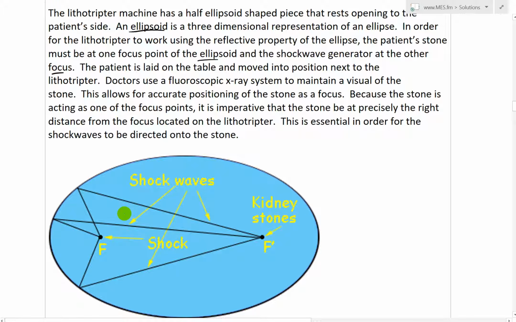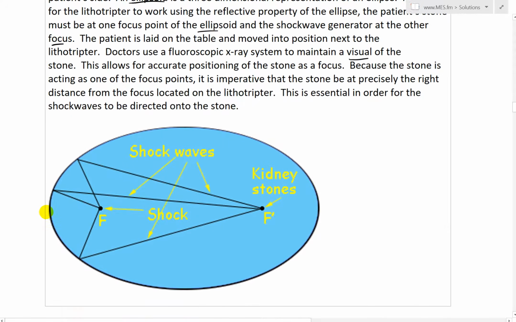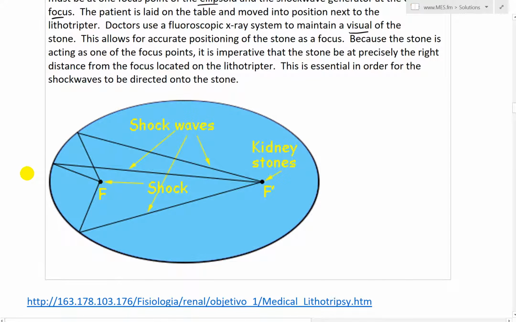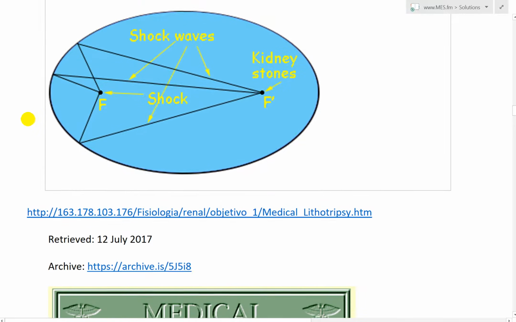The patient is laid on the table, moved into a position next to the lithotripter. Doctors use a fluoroscopic X-ray system to maintain a visual of the stone. It's like a video game. This allows for accurate positioning of the stone as a focus. Because the stone is acting as one of the focus points, it is imperative that the stone be at precisely the right distance from the focus located on the lithotripter. This is essential in order for the shockwaves to be directed on the stone. So they use X-rays to find out where the stone is, and then they keep moving the device around until it's focused right on it, and then you can start firing at it.